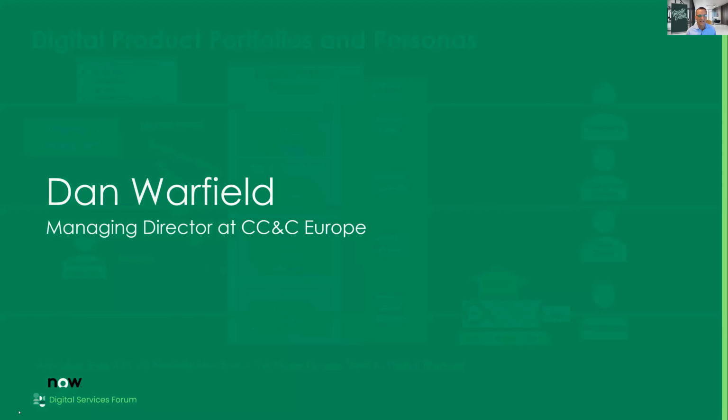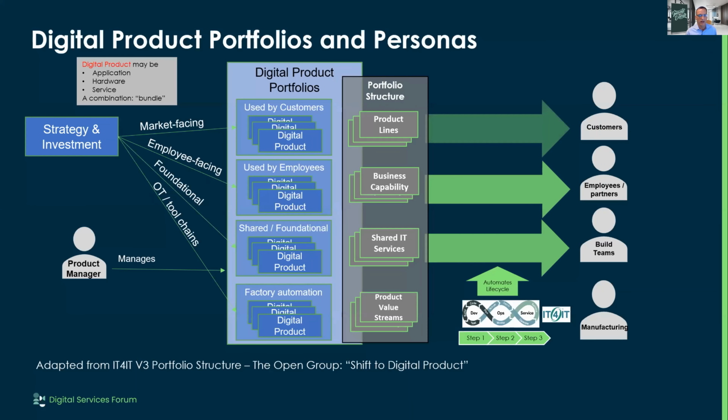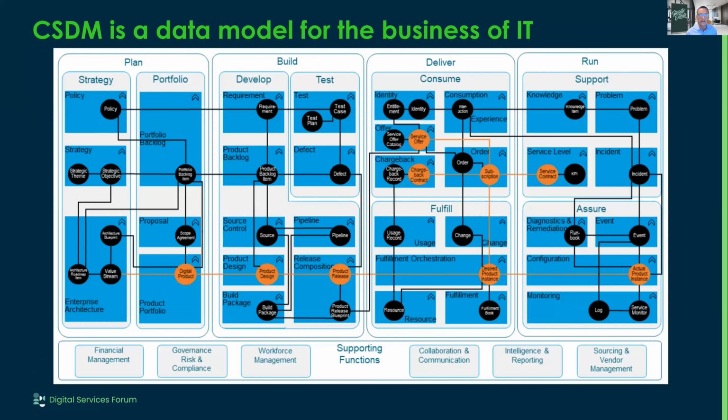Really appreciate that. I want to take you through now and pick up on the part where Dan talked about all these portfolios having different products. We've talked about some of these in the previous meeting, what goes into the foundational bucket, the employee bucket, and the market-facing bucket. When you look at IT for IT, Dan showed these, and this is where I'm going to tie in the common service data model. Plan, build, deliver, and run are the functions that we're supporting in order to push a product through the factory.